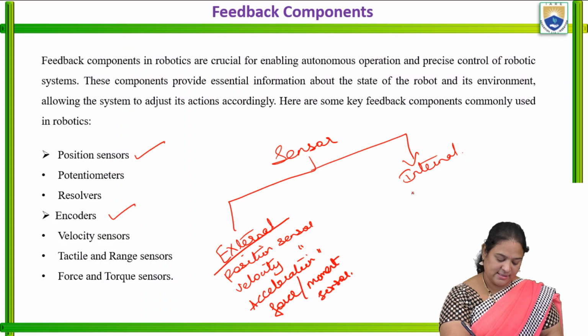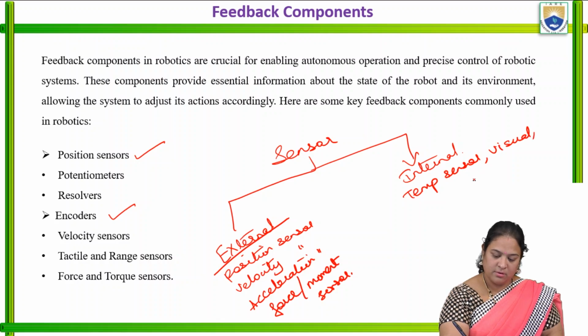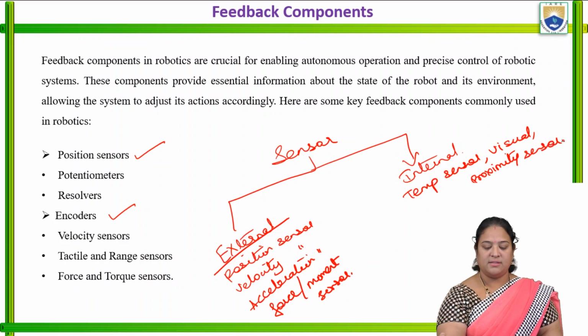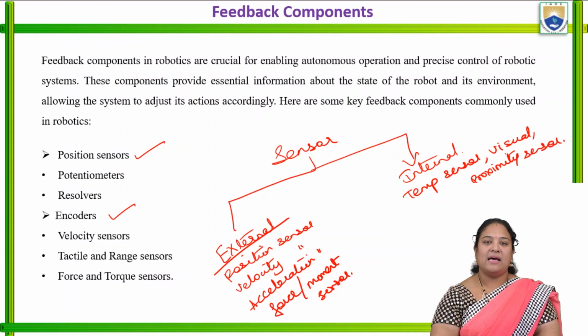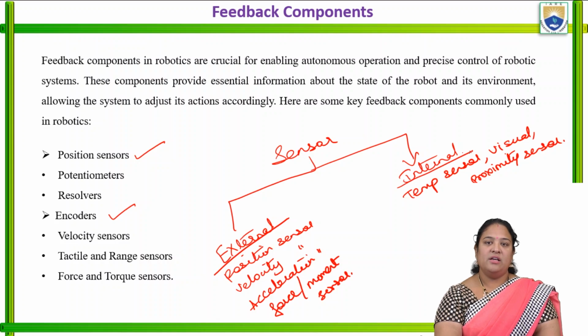Whereas in the internal sensor, we come across the temperature sensor, visual or proximity sensor. So firstly, the sensor is divided into two categories. One is the external sensor and one is the internal sensor. So what generally is known by the external sensor?